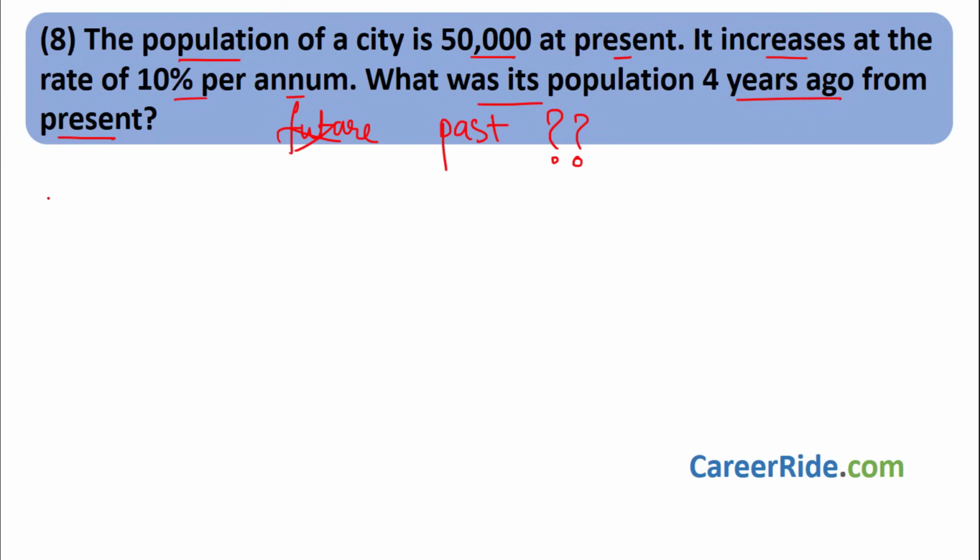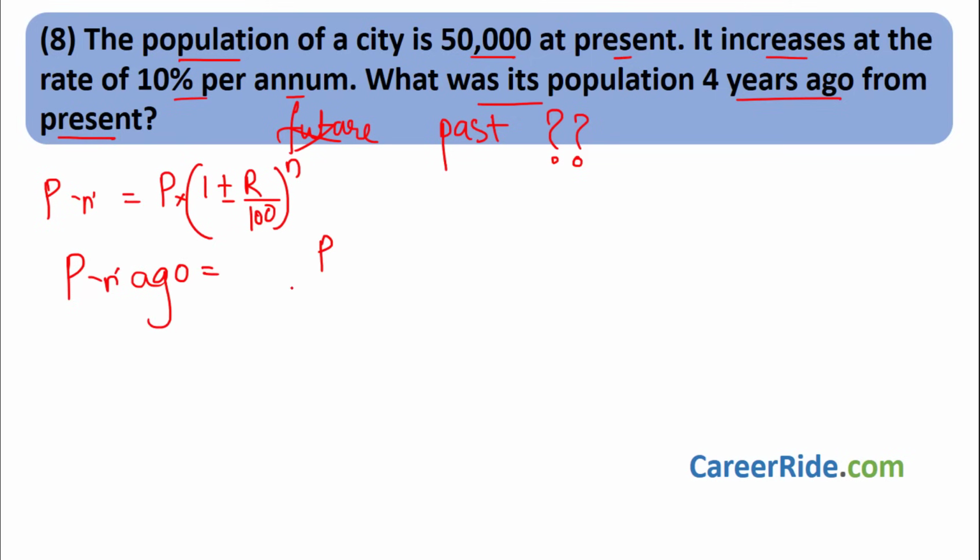What is the formula which we saw? We saw that population after n years was present population multiplied by 1 plus minus r by 100 raised to n. Now instead of multiplication, just divide. So population n years ago would be P divided by 1 plus minus r upon 100 raised to n, and this will give you the population for 4 years ago or any year ago. Let us see, for 4 years ago what will we have?